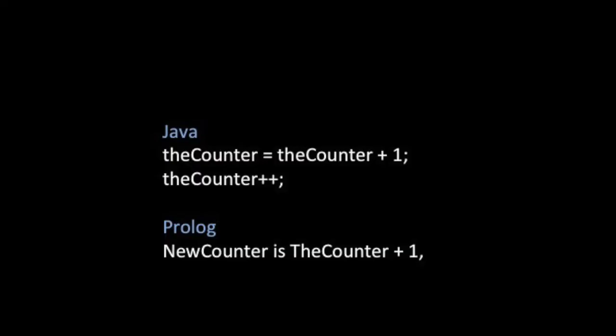In Prolog, things work a little differently, and I can't change the value of a variable once it's set. So what I'll do is say something like new counter is, which is our assignment operator, the counter plus 1. And I'll remember that in Prolog, all variables start with a capital letter.